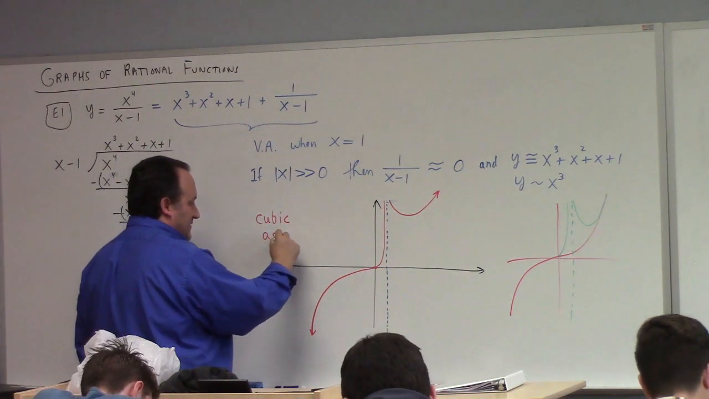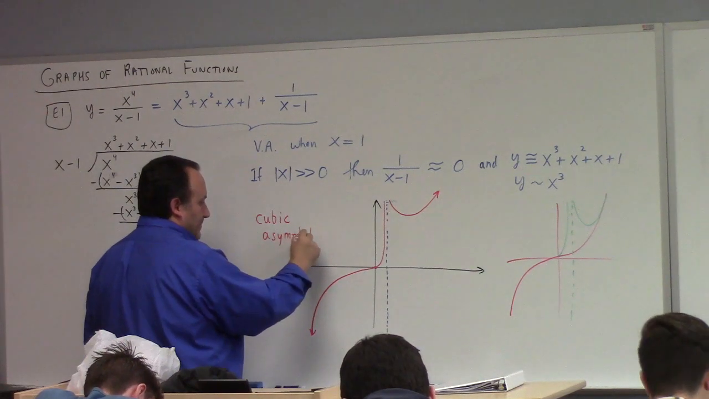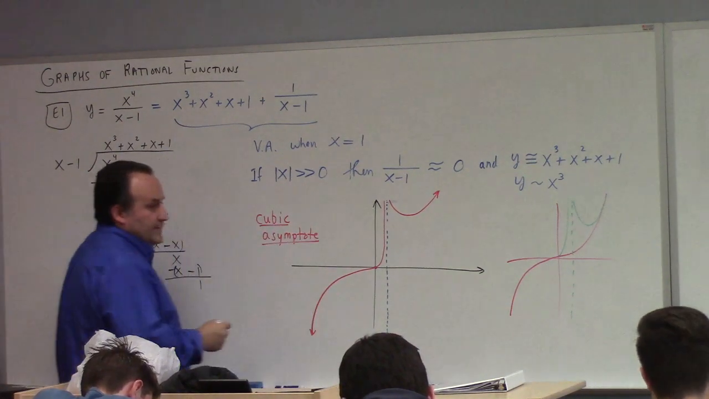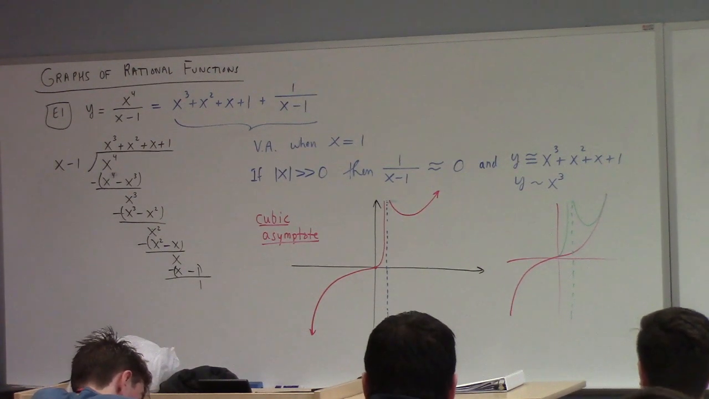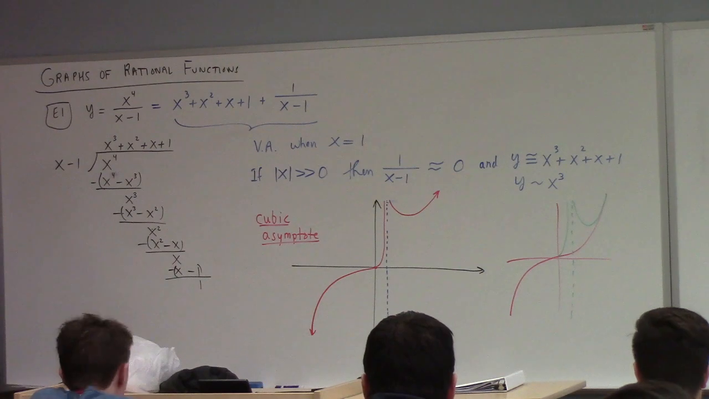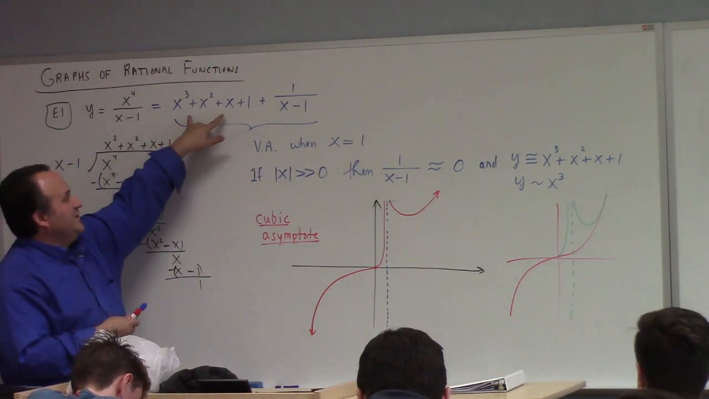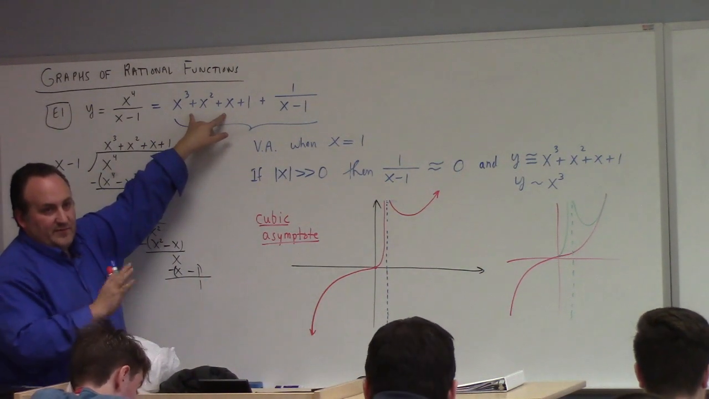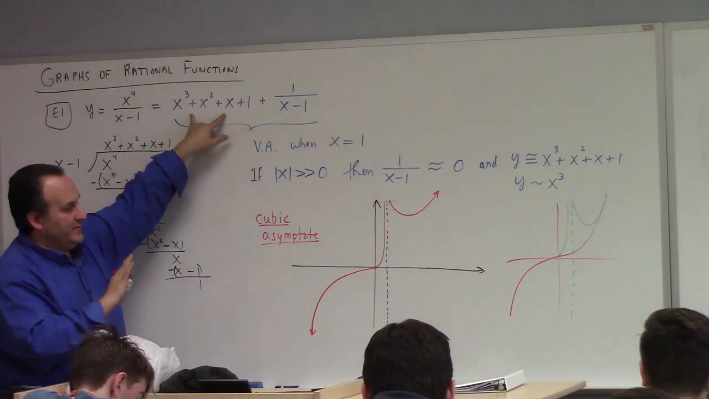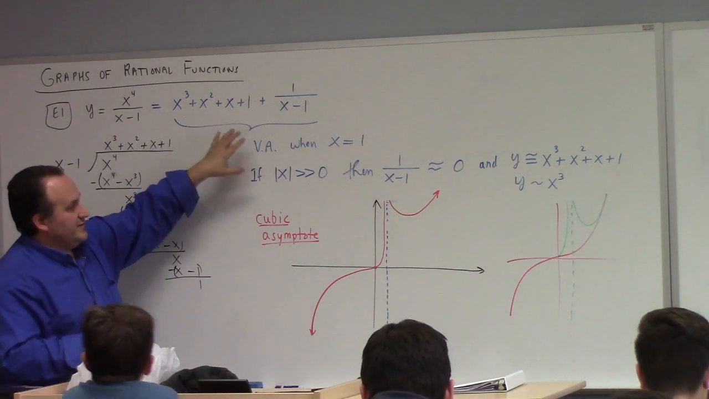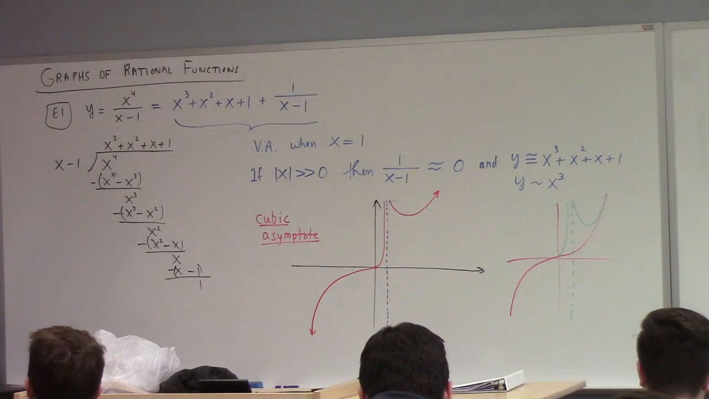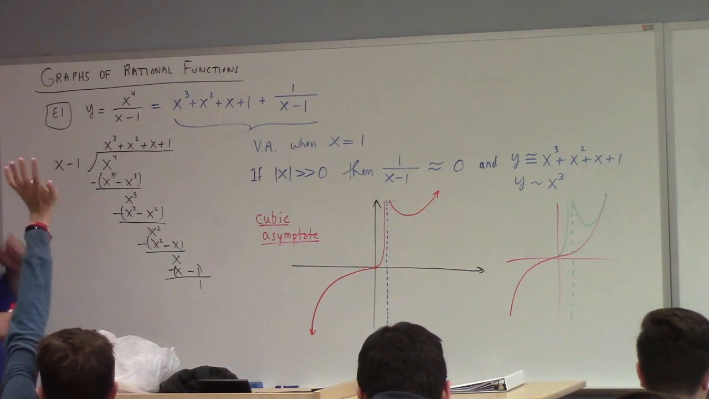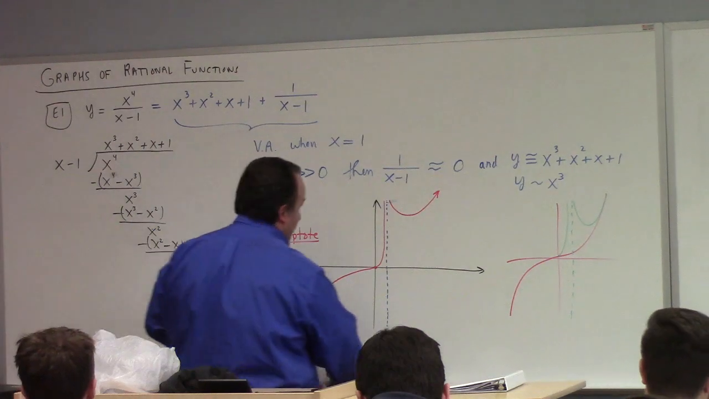Why is it called the cubic asymptote? Because this piece right here is a cubic, right? After a long time, after large values of x, the graph essentially just looks like a cubic. All right? What other kinds of asymptotes could you have? Yeah, Michael? Horizontal asymptotes, right?